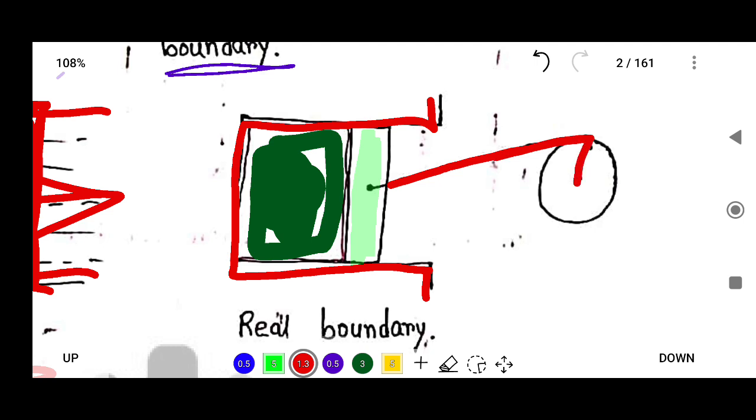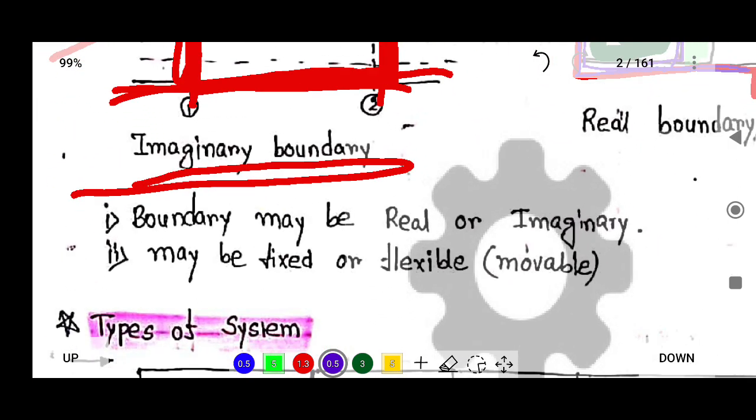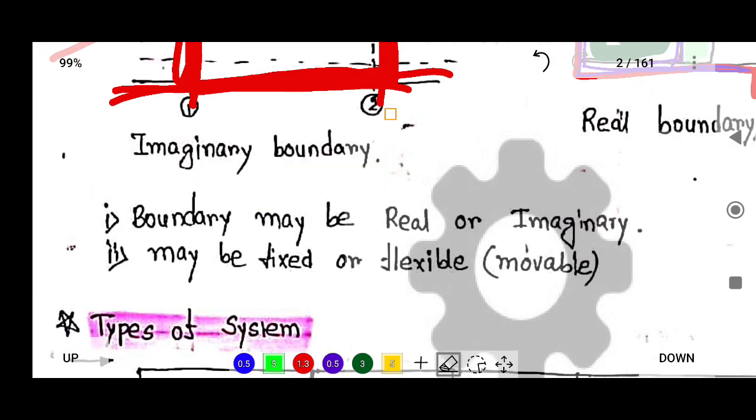Here, this is the real boundary, because this is not an imaginary boundary. This is a real boundary because there is a rigid wall outside this. This is the rigid wall. So this is known as a real boundary. So we can conclude that a boundary may be real or imaginary, and it may be fixed or flexible. Flexible means it may be movable.